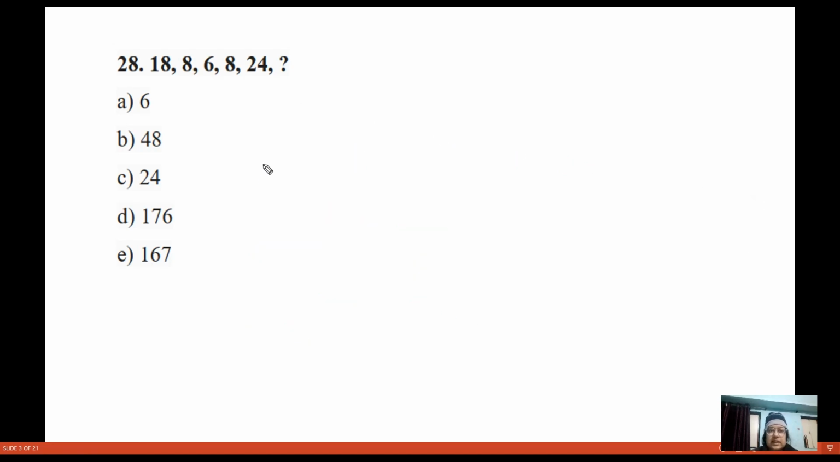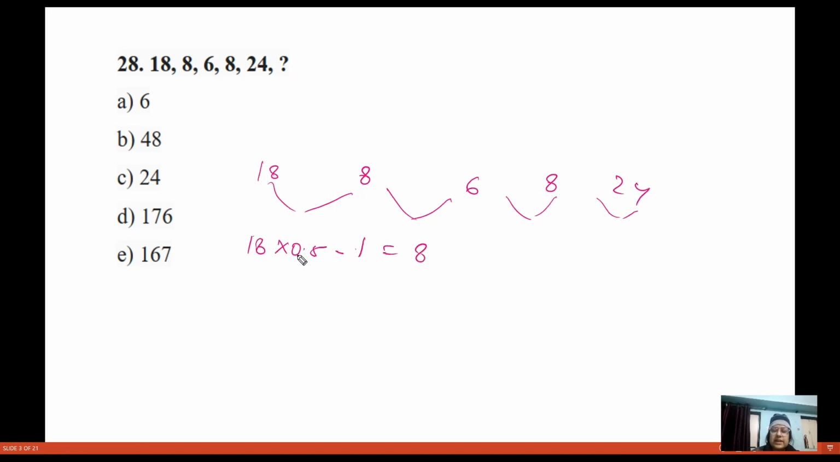Guys, look at this. 18, 8, 6, 8, 24. Okay, so let us see what is the logic here. 18 into 0.5, that is 18 divided by 2, minus 1 is 8, because 18 into 0.5 is 9 and 9 minus 1 is equal to 8. This is our first one.